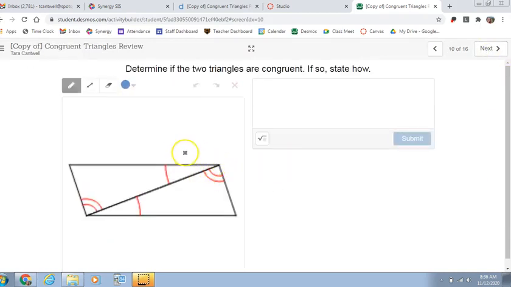Problem number 10, we have two triangles that have a shared side. We have an angle, angle here, and we have an angle, angle here. These do have a shared side right here, and this shared side is the included side between these congruent angles, and so what we have here is angle, side, angle congruence.